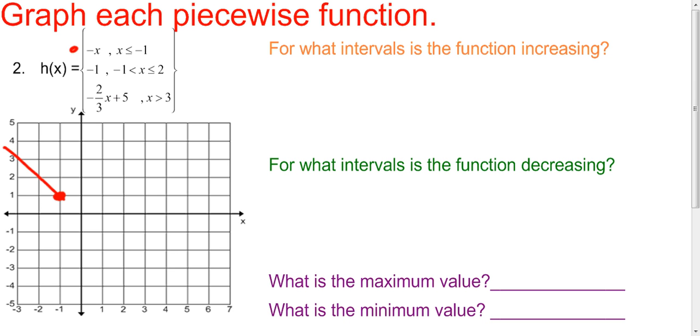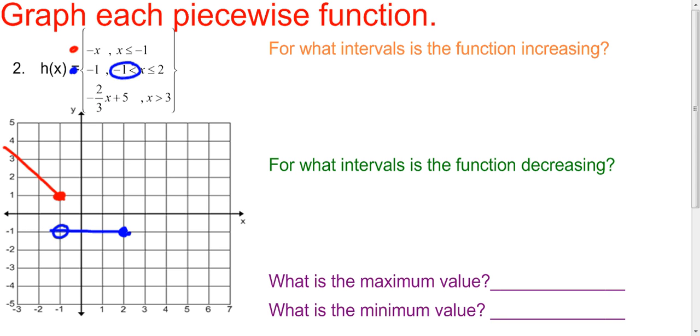Then I have another piece whose y value is negative 1. So that would look like this. But that only exists when my x value is somewhere between negative 1 and 2. Notice at negative 1, it's an open circle, so I'll have an open circle at negative 1, and it will be closed at 2. So it should look like this. The rest of it has to be ditched.